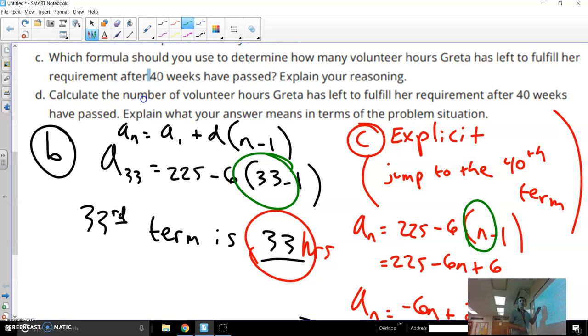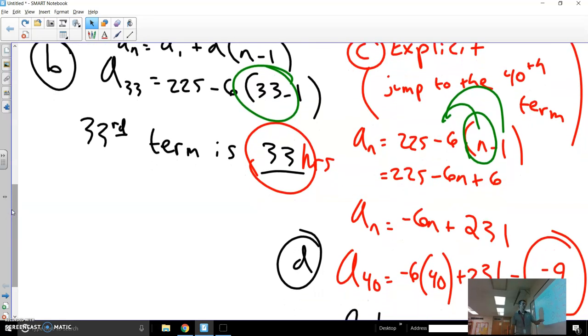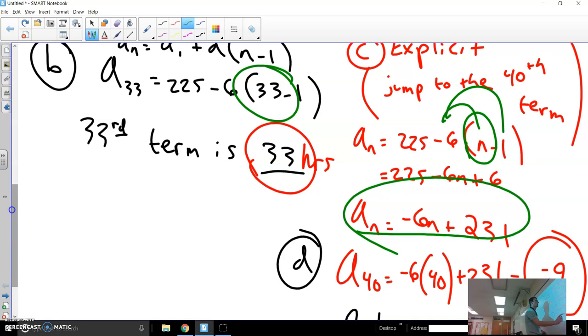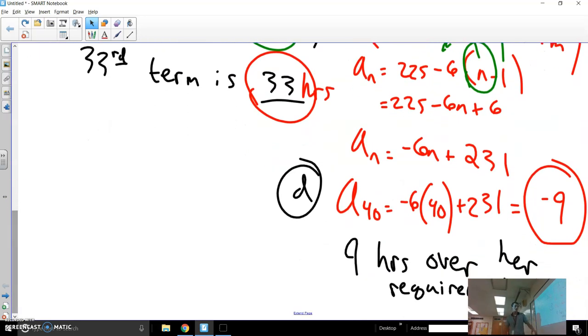But in general, it's saying which formula would you use. So I'm trying to build a formula that has a place where I can plug in a number. And so I distributed -6 times n, negative times a negative, +6. And then just moving down a little bit, that simplifies down to this equation: -6n plus 231. So now, if I'm curious about 40 weeks, let's plug in 40. And if you notice, I've got a negative number. What does that mean? Well, that basically means she has done too many. I don't need to continue to come volunteer.